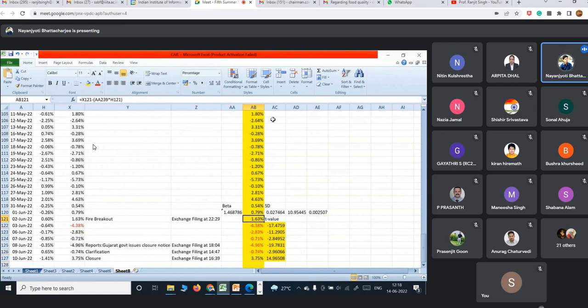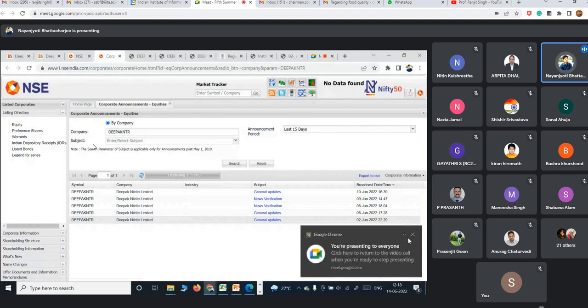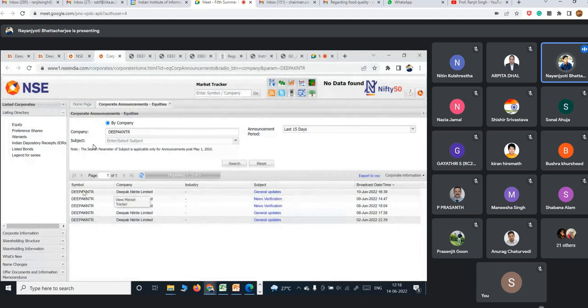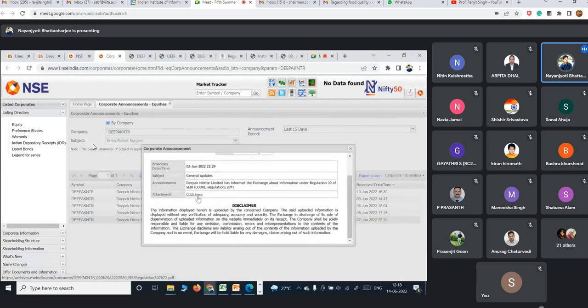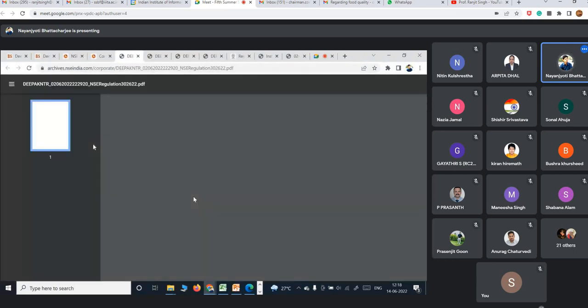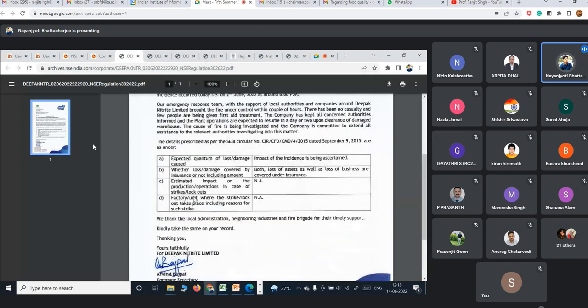Now, this is something we need to relate. How do I find out when the information flow actually occurred? For this particular case, the safest thing to do is to go to the NSE website and look at the corporate disclosures that Deepak Nitrate has made. So you will have the date and time stamped. If you open this, general updates, you will find that there is some information flow with regard to the fire incident. So this is the notice that came in the evening of 2nd of June.